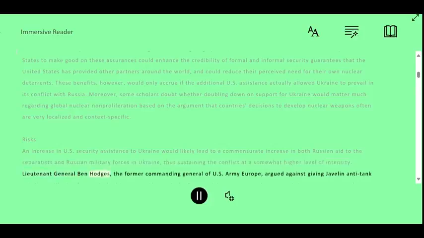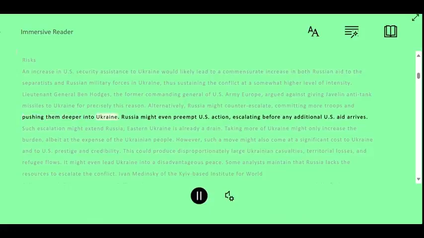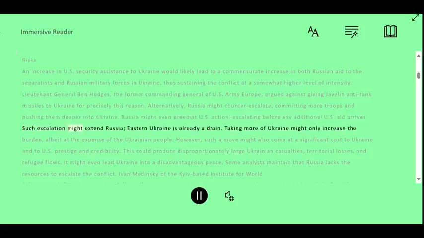Lieutenant General Ben Hodges, the former commanding general of U.S. Army Europe, argued against giving Javelin anti-tank missiles to Ukraine for precisely this reason. Alternatively, Russia might counter-escalate, committing more troops and pushing them deeper into Ukraine. Russia might even preempt U.S. action, escalating before any additional U.S. aid arrives.